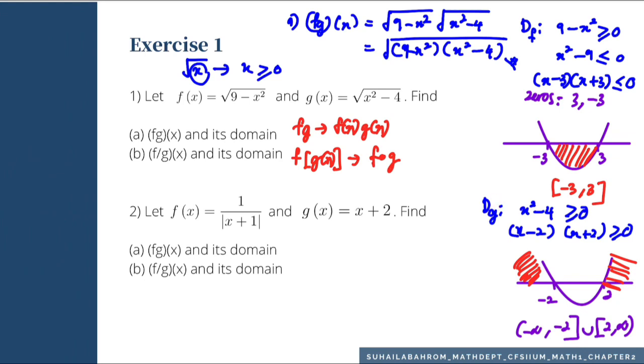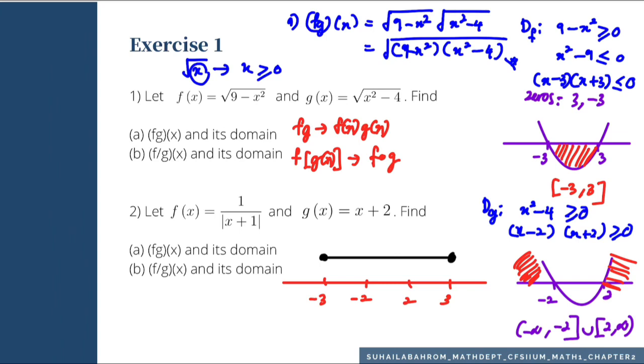How can we combine or find the intersection between these two domains? By using a line graph. In this line graph, we have to put all the zeros that we have. The lowest is -3, -2, 2, and also +3. For the function f just now, our domain is -3 until 3. Therefore, our line graph should be like this: -3 until 3, and it should be a dot.